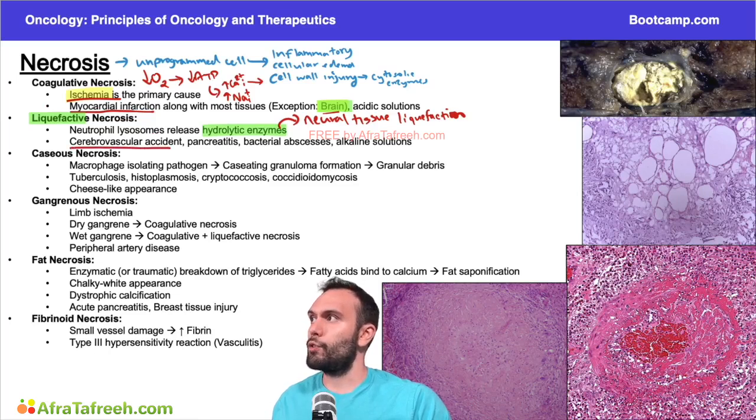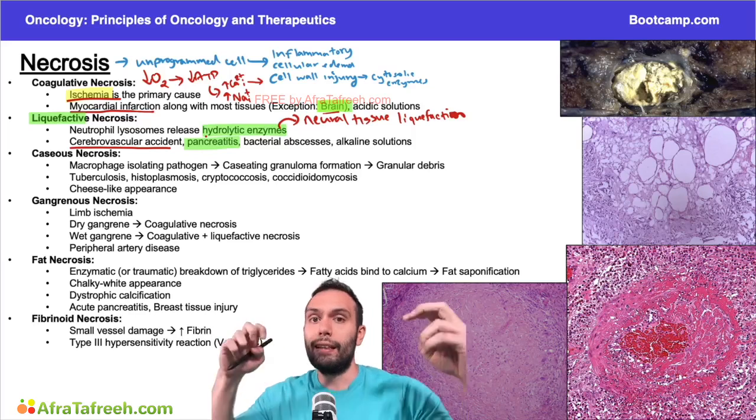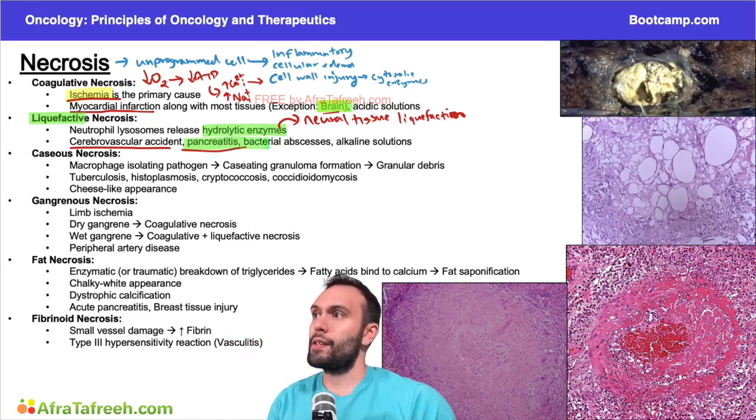If it's to the brain in particular, though, if it's a stroke, we would think of this more as a liquefactive necrosis. Now, the other example here is pancreatitis, because again, it's the same reason. You have a lot of the release of these hydrolytic enzymes to the point that you start to liquefy the tissue. And bacterial abscesses are also relatively high yield. All three of these are going to be your big three for liquefactive necrosis.